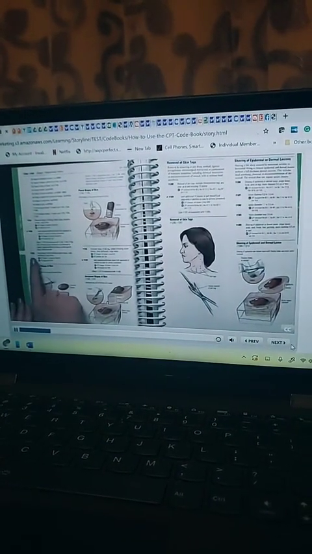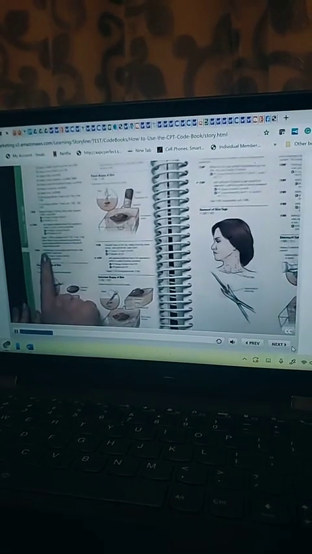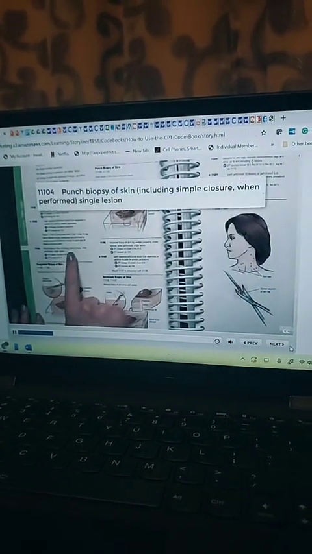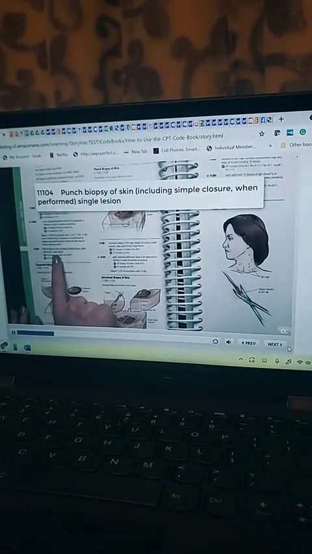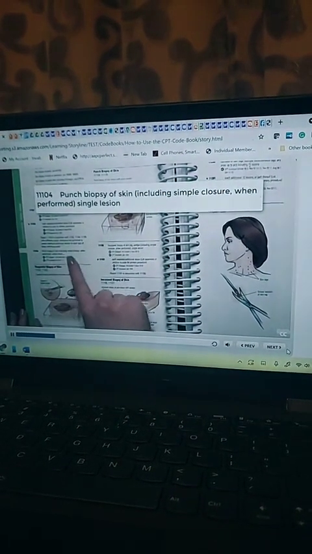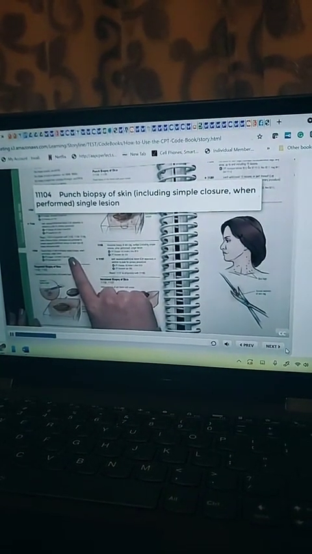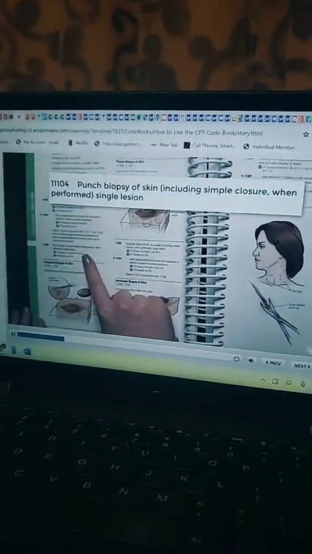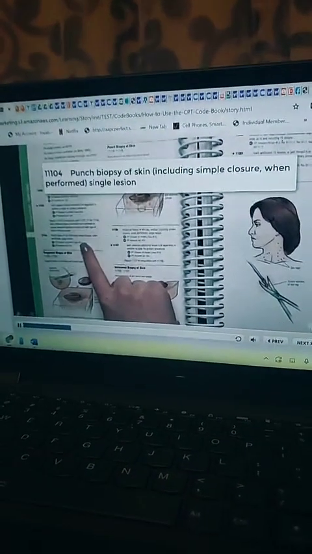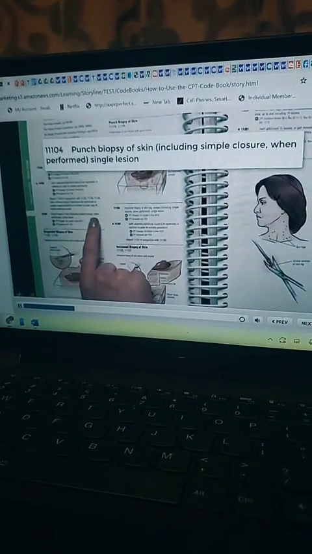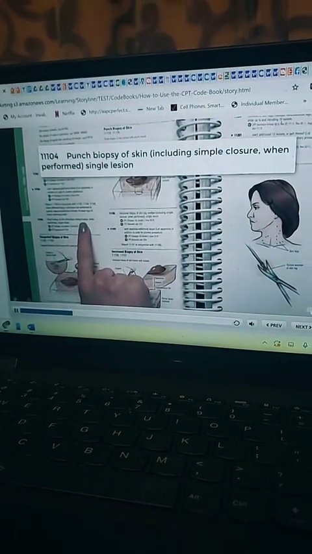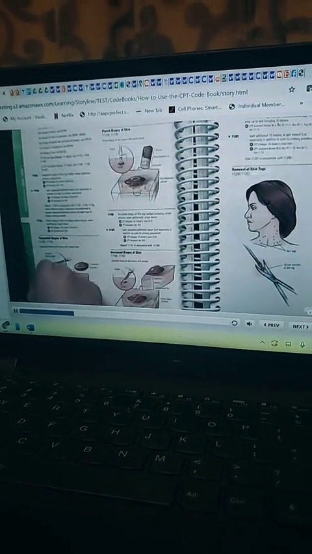Turning to 11104, we can read the code description. Punch biopsy of skin, including simple closure when performed, single lesion. This represents the punch biopsy described in the documentation. We can also determine the closure should not be coded separately, as it is included in the main definition of the procedure.